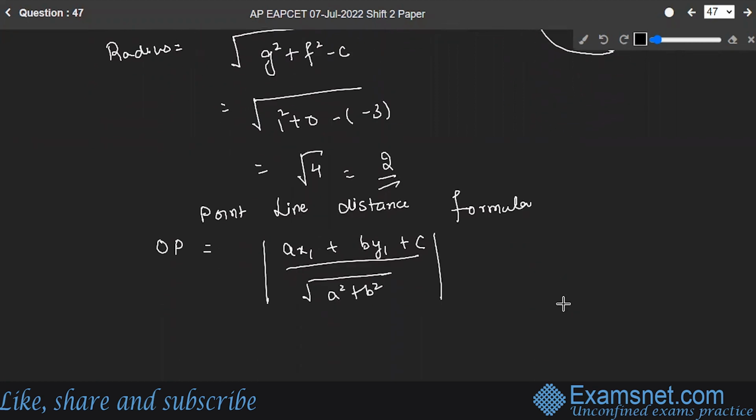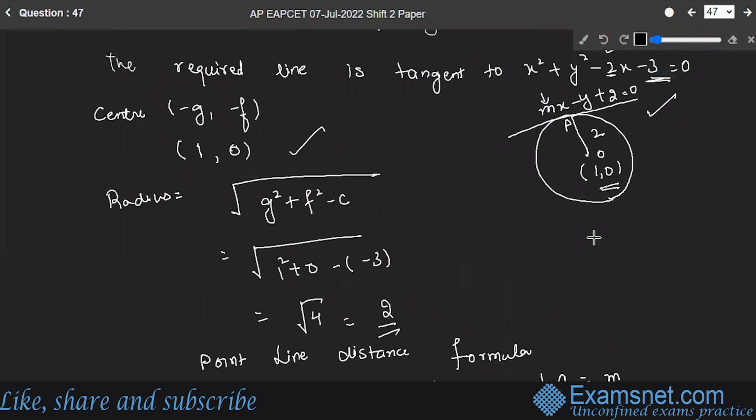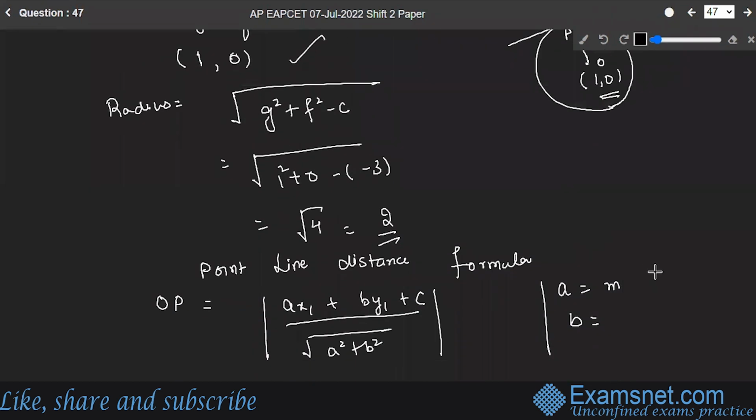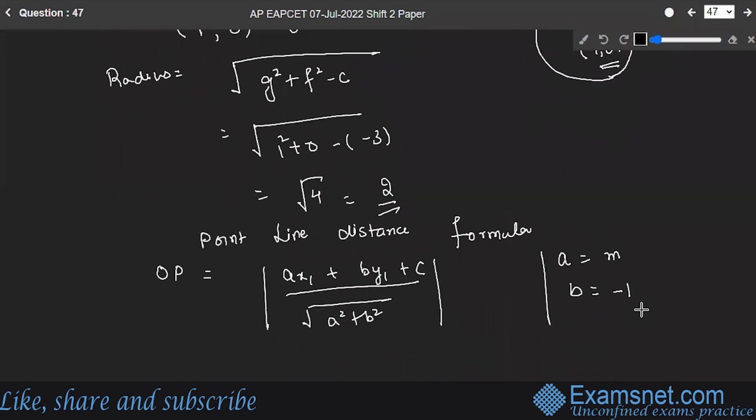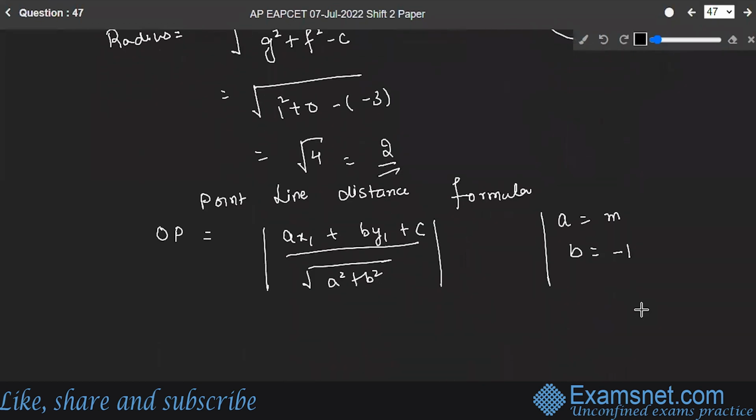So let's write down here. A is equal to m. And B is the coefficient of y, which in this case is equal to minus 1. Right? And c is 2. Right? This is clear to you?